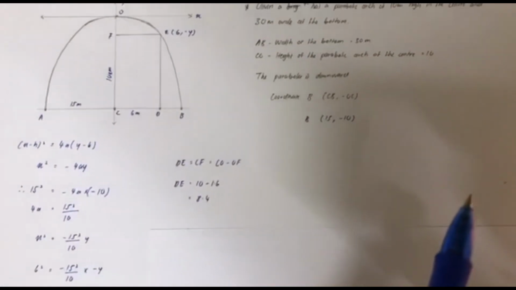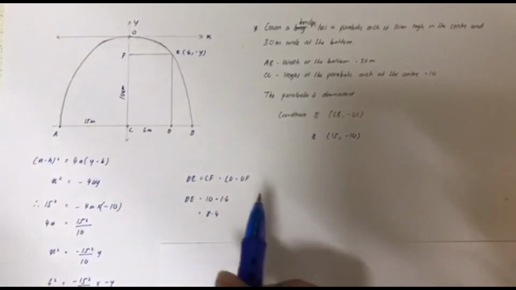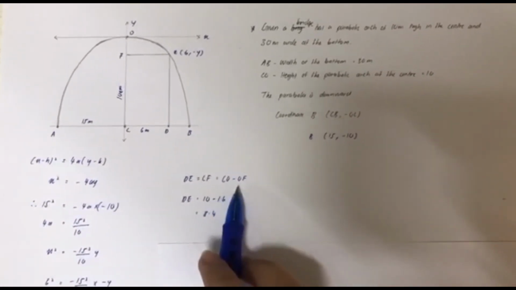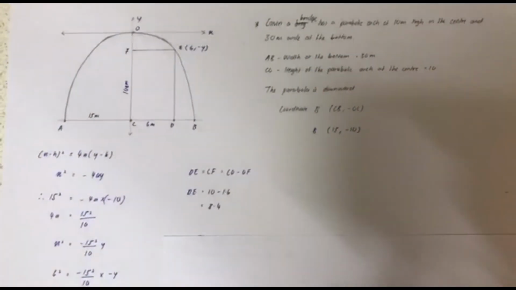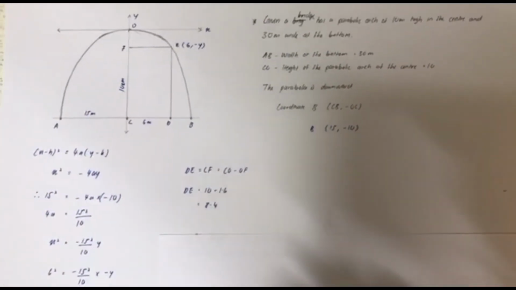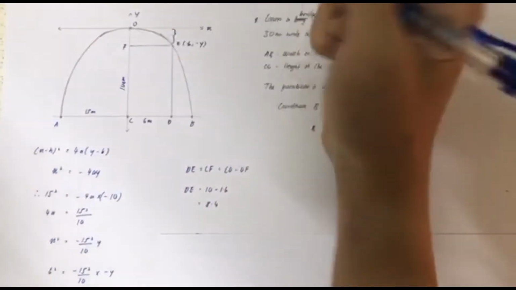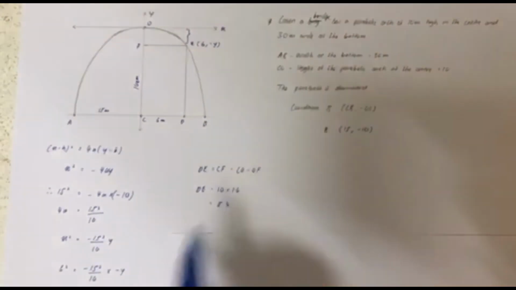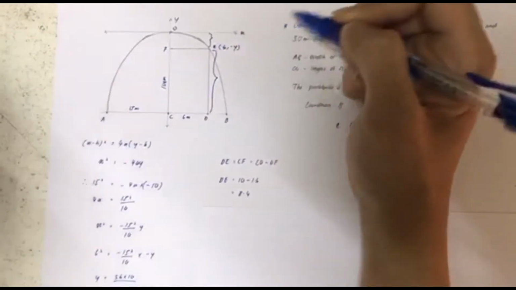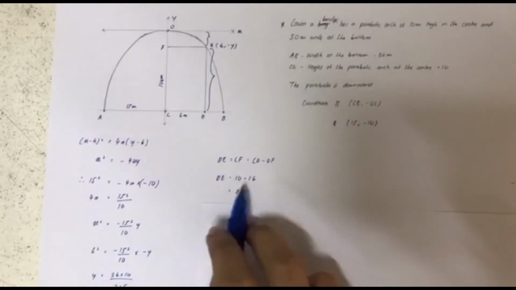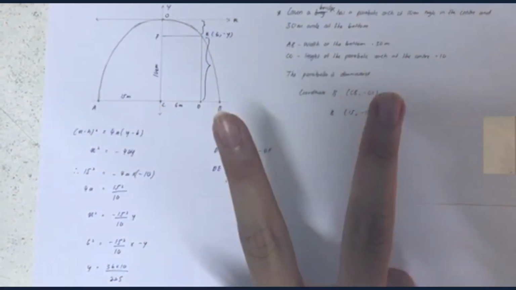If you want to find DE, you must do CO minus OF, which is 10 minus 1.6, because the question asks me to find the height of the arch 6 meters from the center on either side. So basically we want to find this one, and we got 1.6. In the final answer, 10 minus 1.6, we get 8.4. So peace. Thank you guys.